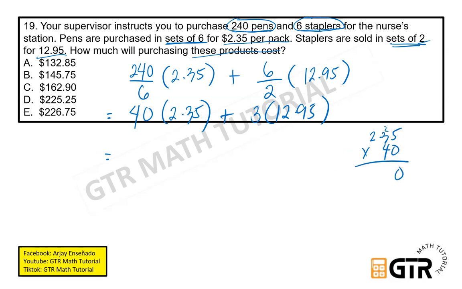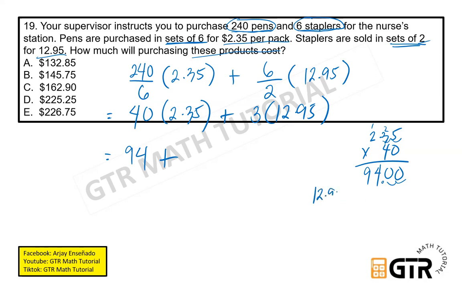4 times 5, that is equal to 20. 4 times 3 is 12. Plus 2, we have 14. 4 times 2 is 8 plus 1. So we have 9. 2 decimal places, 1, 2. So balik tayo, 1, 2. So therefore, 40 times 2.35 is 94. I-add lang natin ito, 3 times 12.95.